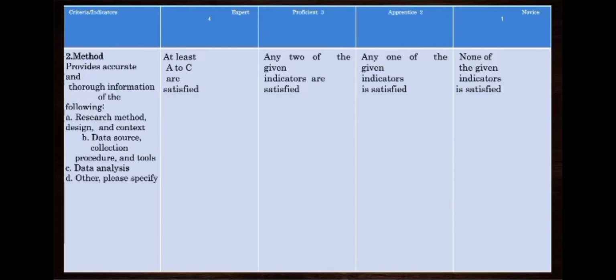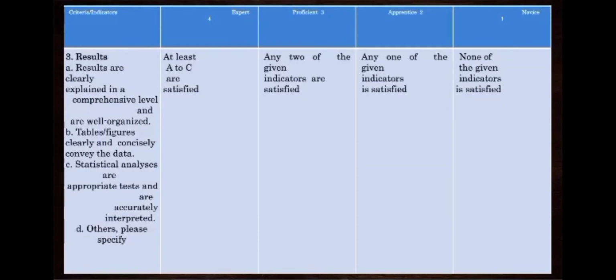The second one is method, that provides accurate and thorough information of the following. Letter A, research method, design, and contexts. Letter B, data source, collection, procedure, and tools. Letter C, data analysis. Letter D, others, please specify. The third one is the results. Letter A, results are clearly explained at a comprehensive level and are well organized. Letter B, tables and figures clearly and concisely convey the data. Letter C, statistical analyses are appropriate tests and are accurately interpreted. Letter D, others, please specify.